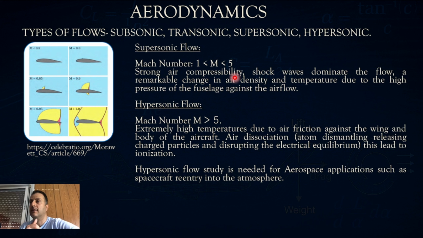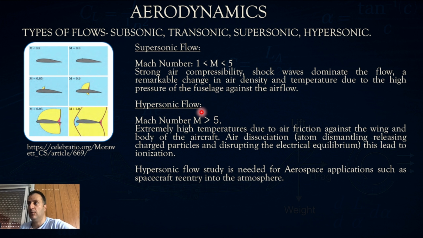So the density changes, the air pressure changes, and there's a high temperature due to the high pressure of the fuselage against the airflow, because there's friction against the airflow, so it changes the characteristics of the airflow around the wing.